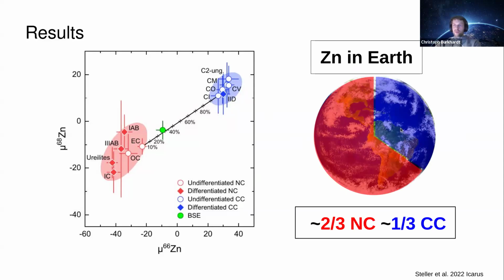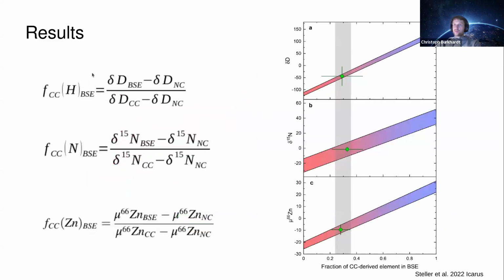Now, we took this result and applied basically the same mass balance to hydrogen and nitrogen. Although it's not straightforward to use these because there are only 2 isotopes and so on, but nevertheless, if we take the information we get from zinc and do the same balances for these elements, then we also find that the bulk silicate Earth fraction of CC-derived material for these elements is again about 1/3.